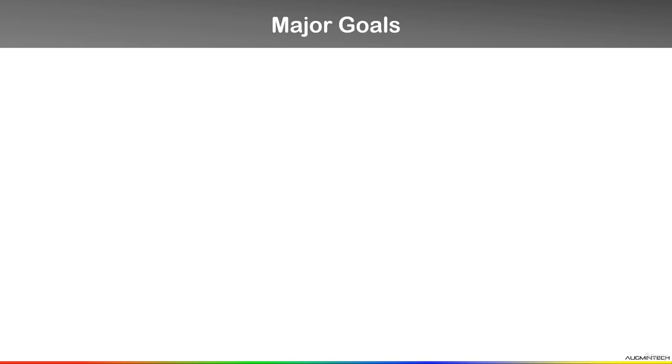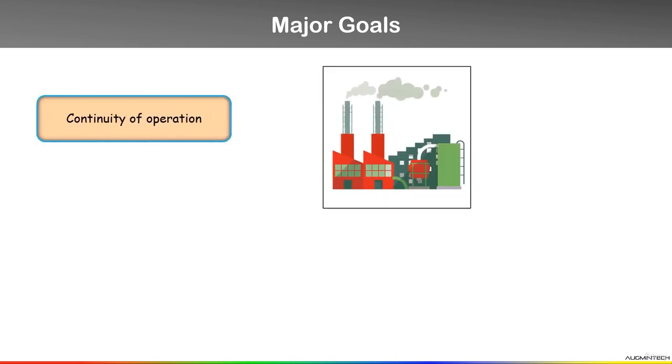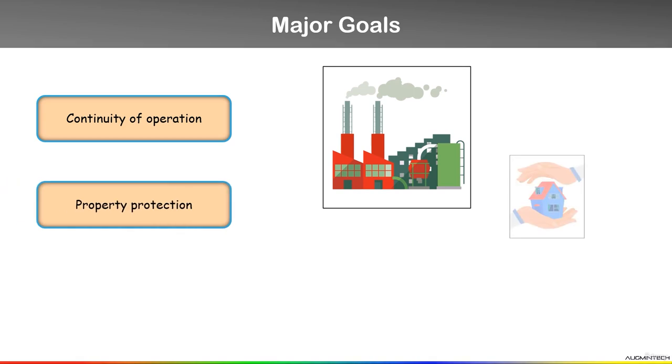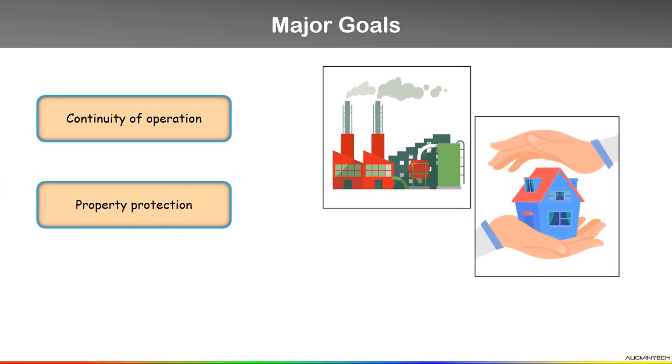Now, the major goals of using a firefighting system. First is continuity of operation. It means an effort within individual executive departments and agencies to ensure that primary mission essential functions continue to be performed during a wide range of emergencies, including localized acts of nature, accidents, and technological emergencies. Now the second goal of using a firefighting system is property protection.